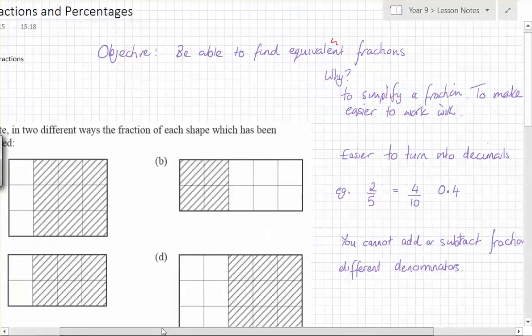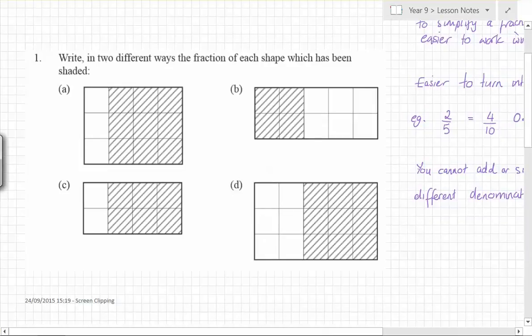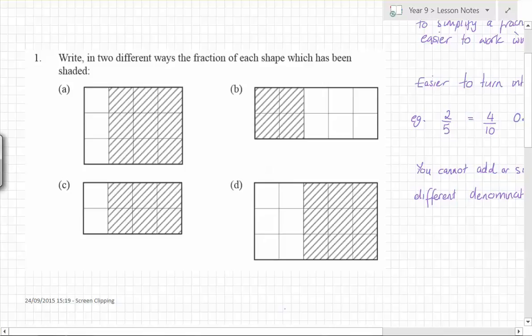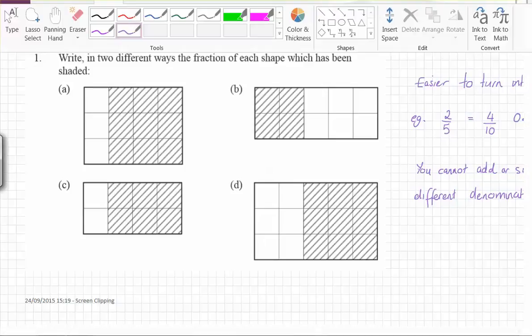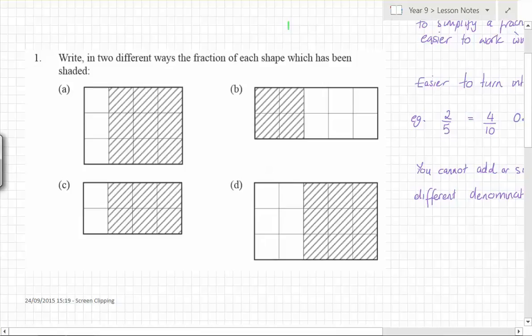Right, so if we have a look at these diagrams, what we're going to do, it says write in two different ways the fraction each shape has been shaded. Okay, so we've got these shapes, nice and simple shapes, and they have been split up. Okay, these rectangles. So what we've got to do is look at what fractions there are.